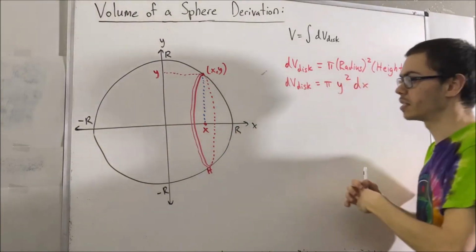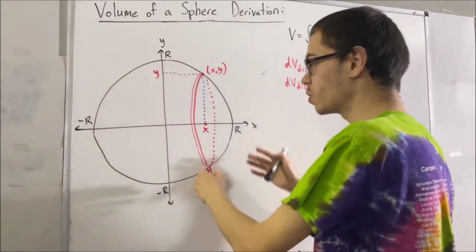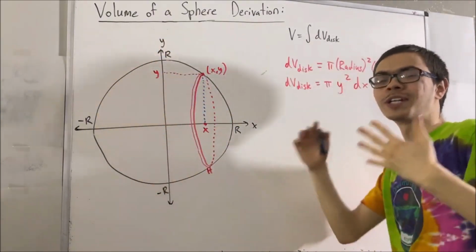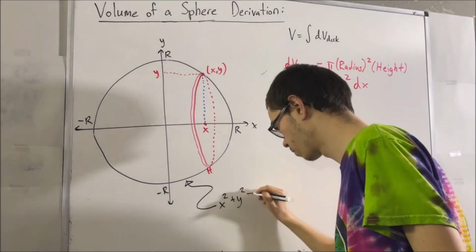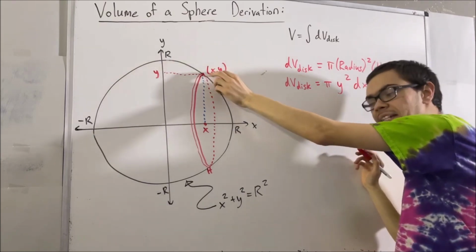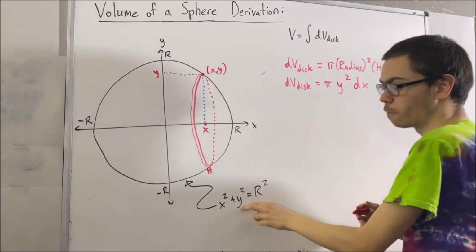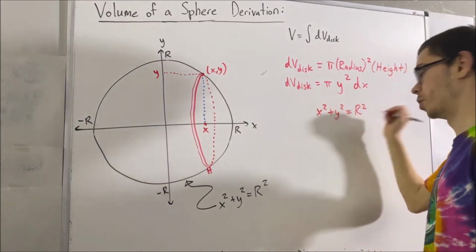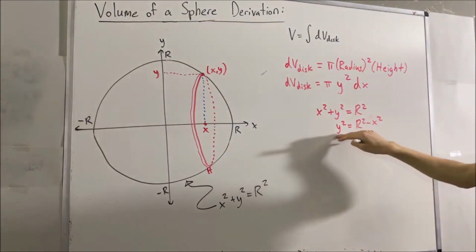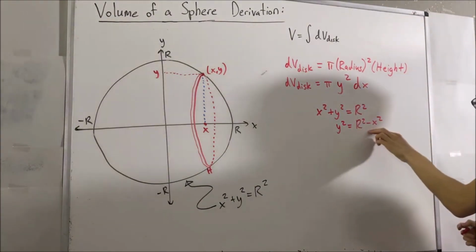Because it turns out x, y, and r are all related to each other. The reason why is because the equation of this circle is x squared plus y squared equals r squared. And because x comma y is a point on the circle, it satisfies this equation. So if we take this equation and algebraically solve for y squared, all we have to do is subtract x squared to the other side. And so we get y squared equals r squared minus x squared. So we can replace y squared with r squared minus x squared.